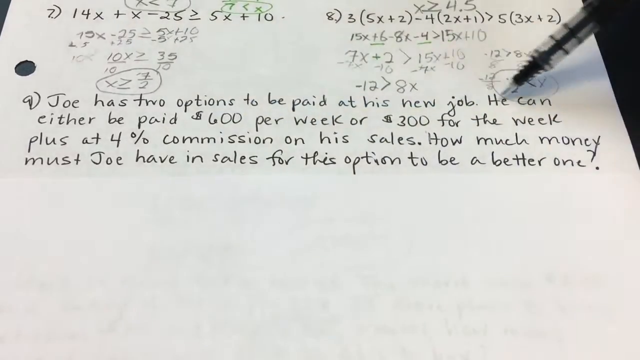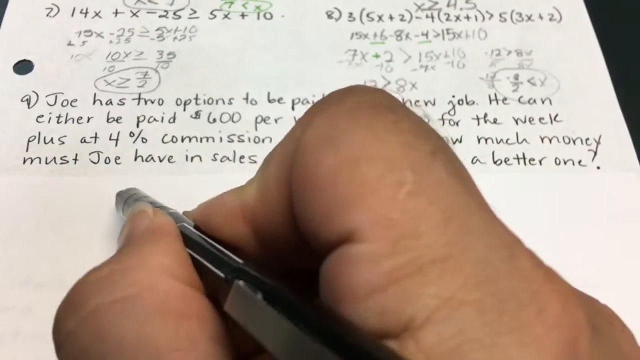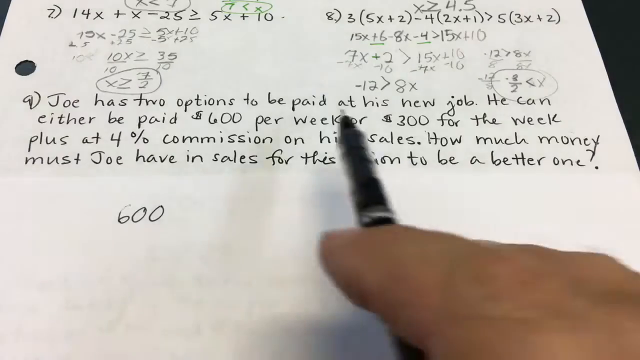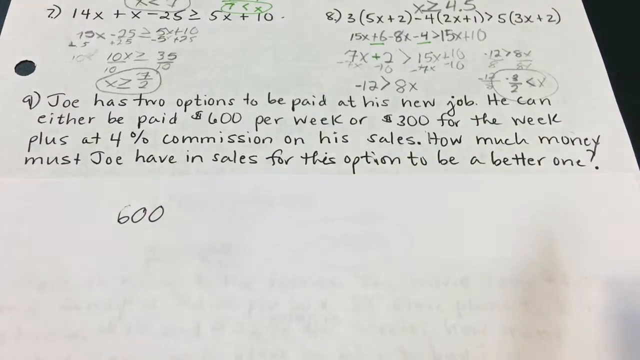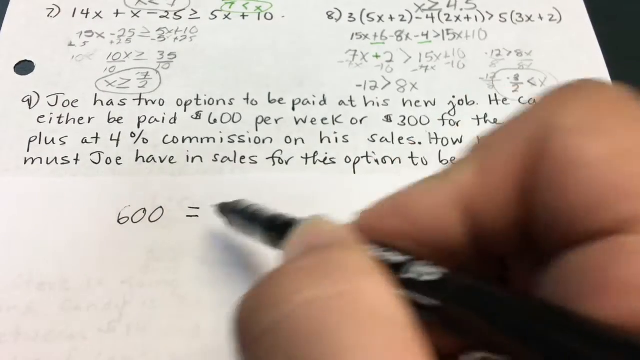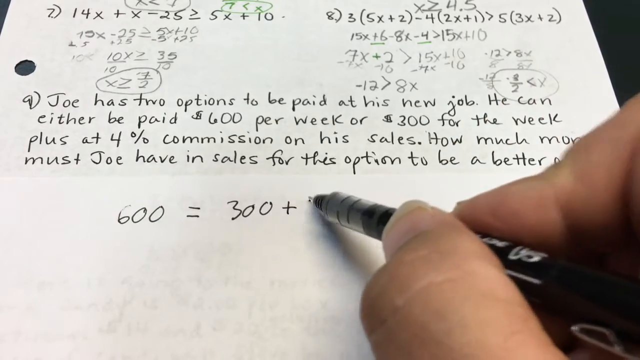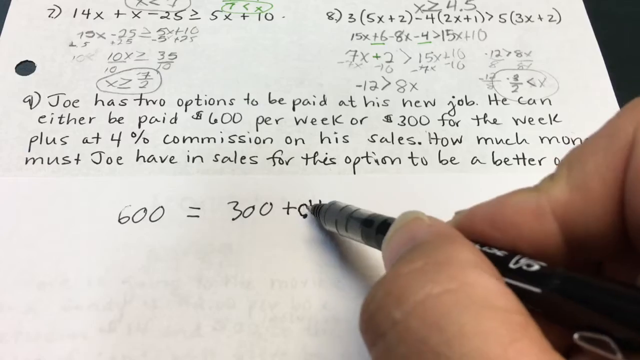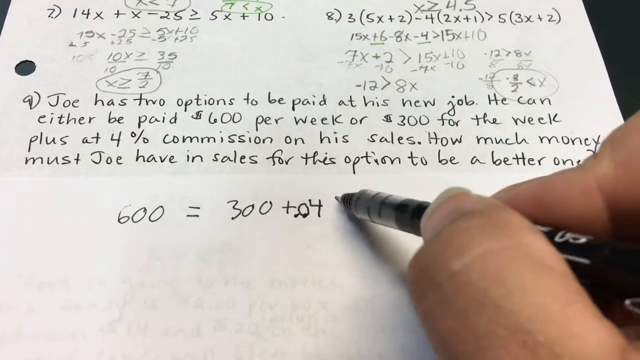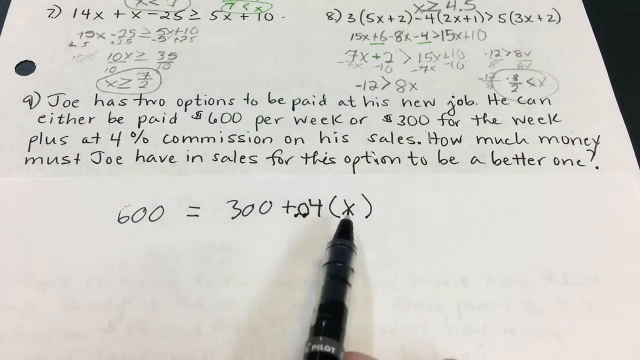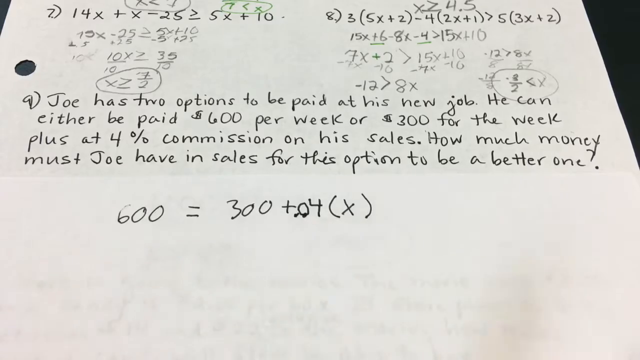Joe has two options to be paid at his new job. He can either be paid $600 per week, so that's going to give me $600 a week, or $300 for the week plus 4% commission. So I'm going to set it equal first, so find out where they're equal. And that's going to be 300 plus 4%, which is 0.04 actually, 0.04, times some number of sales. And they want to know how many sales is going to make this more profitable for Joe.